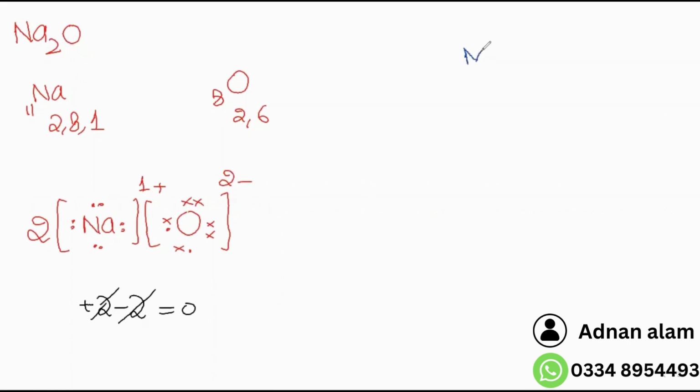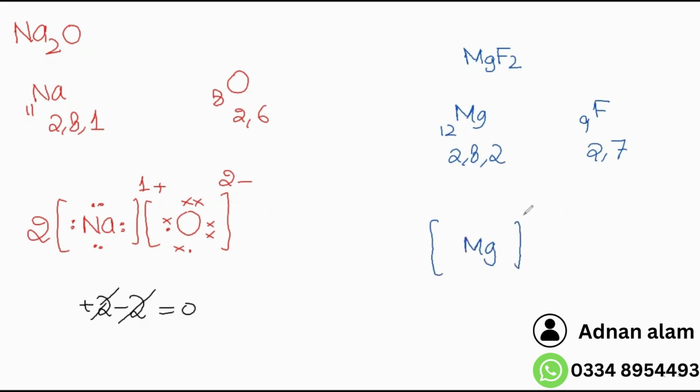Now if I take magnesium fluoride, magnesium's electronic configuration is 2, 8, 2, as the proton number of magnesium is 12, and fluorine's proton number is 9, so its configuration is like this. One magnesium will lose 2 electrons because it has 2 valence electrons. So magnesium becomes dipositive upon losing 2 electrons, and those 2 electrons will be accepted by 2 fluorine atoms. Each fluorine has 7 valence electrons, so one fluorine will gain 1 electron to get a 1 minus charge. So two fluorines together will gain two electrons, which are lost by the magnesium atom.